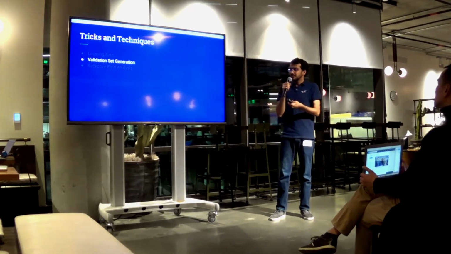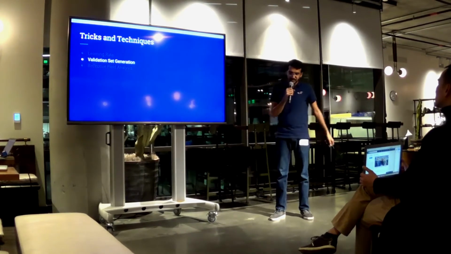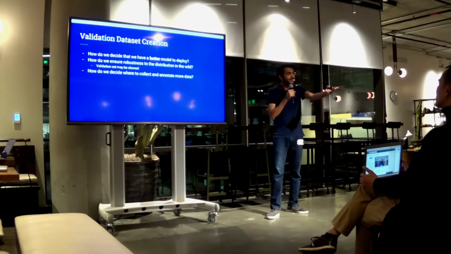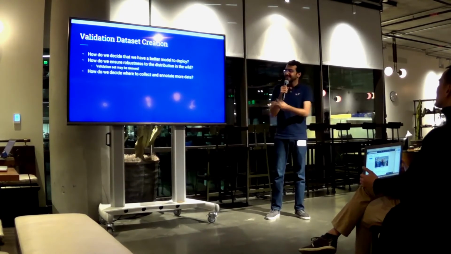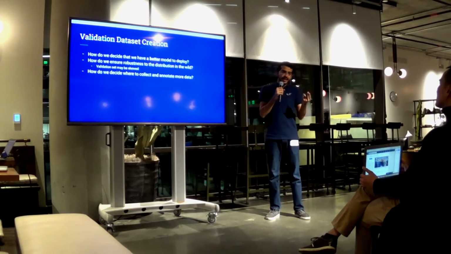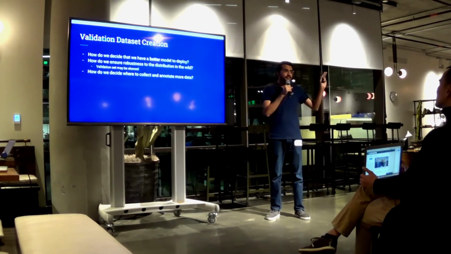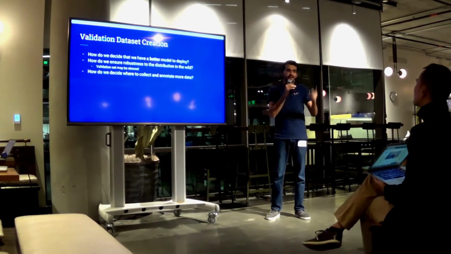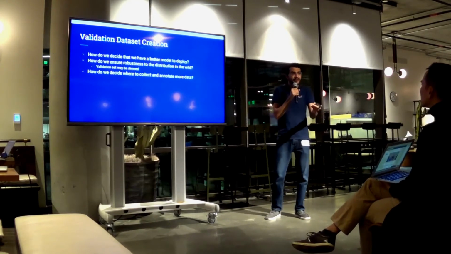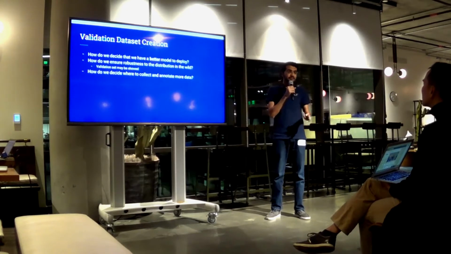The next thing that I wanted to talk about is, in general, how do you generate your validation sets? And I'd like to hear from you as well, what do you do? What's academia is very simple. You have your ImageNet, you have your validation set, and you iterate over it, you get a number, you go 0.5% boost, and you publish the paper.